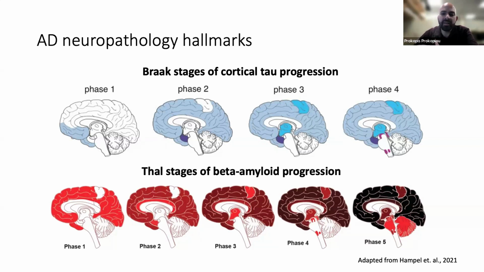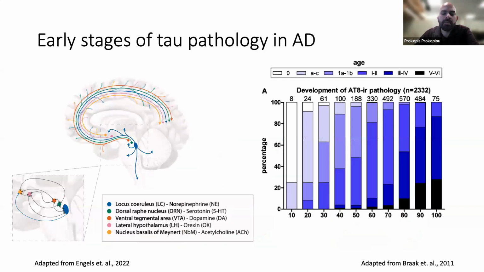And while this has been the classic view of AD pathology progression, more recently, autopsy data have shown convincing evidence that certain brainstem nuclei of the subcortical isodendritic core network, such as the locus coeruleus, the dorsal raphe, and others, accumulate AD-related tau pathology even earlier than the cortex.